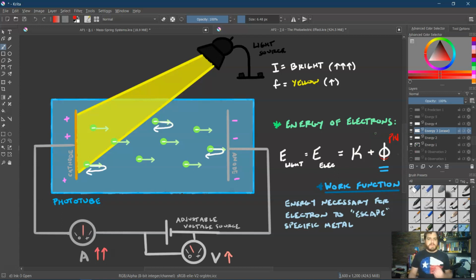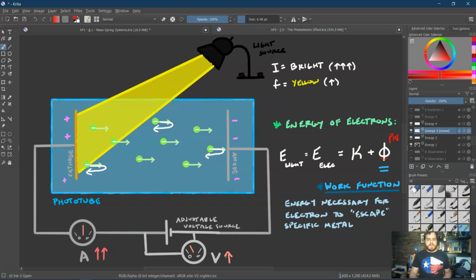Now, the thing is, how could we investigate this extra energy? Well, let's go ahead and hook up an adjustable voltage source. I've hooked this up now, and I've got a positive side on the cathode and a negative side on the anode. So electrons are attracted to the cathode and repelled from the anode. So basically, we're charging up these plates.